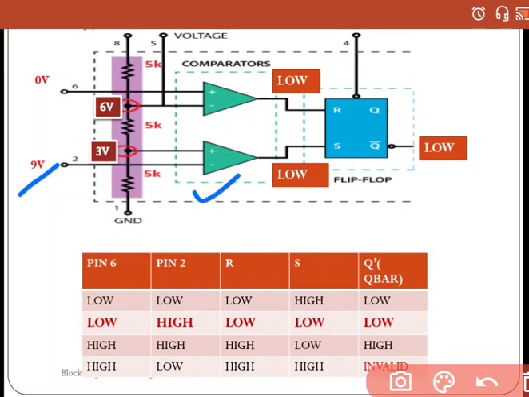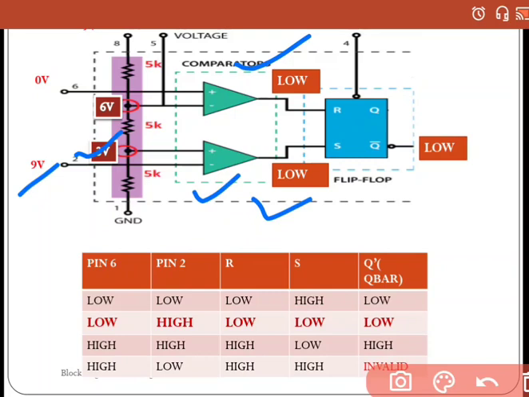So look at this comparator. This comparator has not changed. The input at this comparator has not changed. So look at this input. It is 9 volt. It is 3 volt. That means the inverting input terminal voltage is greater than the non-inverting input terminal voltage. So it will force this comparator to low.